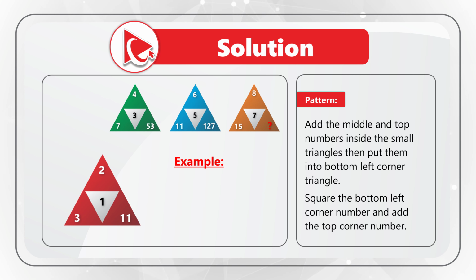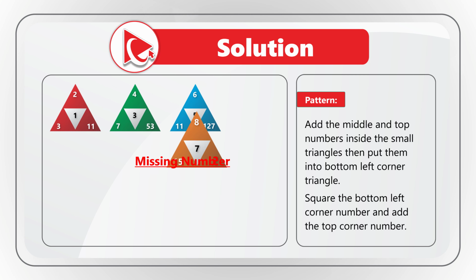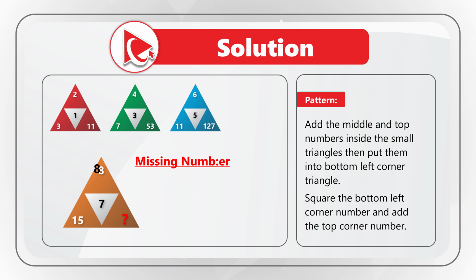Let's look at the first triangle. 2 plus 1 equals 3. 3 squared equals 9. And 9 plus 2 equals 11. Armed with this information, let's find the missing number. First, let's add 8 plus 7, top and the middle numbers. 8 plus 7 equals 15. And you can confirm this calculation by looking at 15 in the bottom left corner of the triangle.